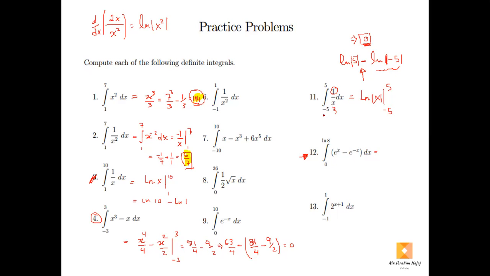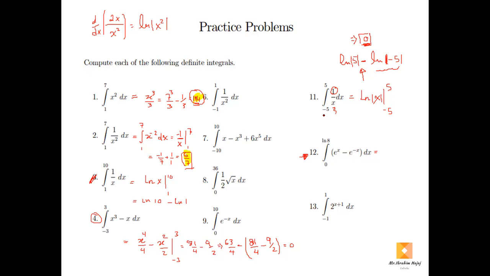Yes, because 0 is undefined here. So we can write from -5 to 0 and from 0 to +5. From -5 to 0 for 1 over x, it's undefined, right? Doesn't exist. And the other one, from 0 to +5, it's what? ln 5 minus ln 0.